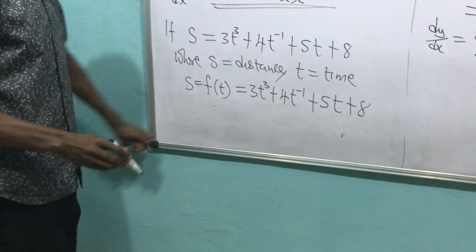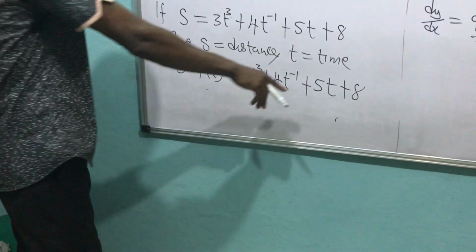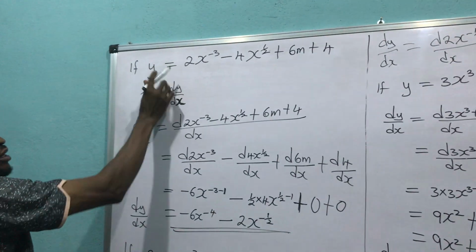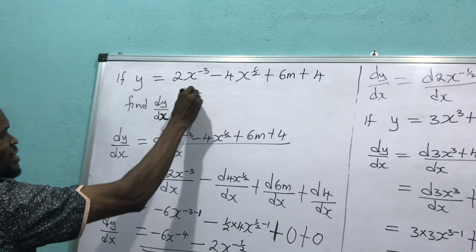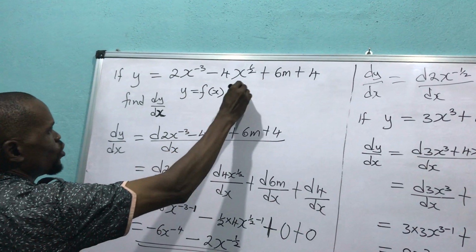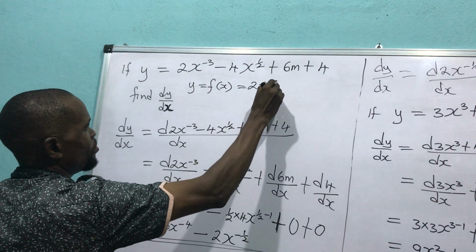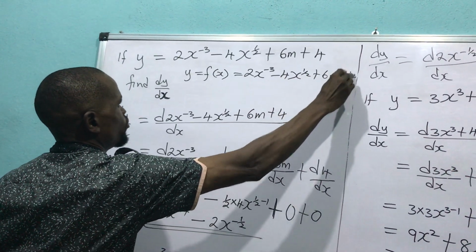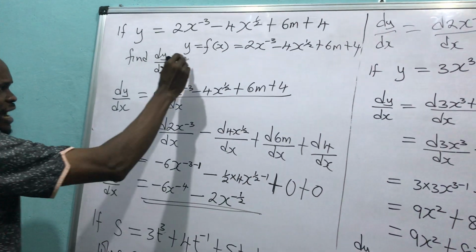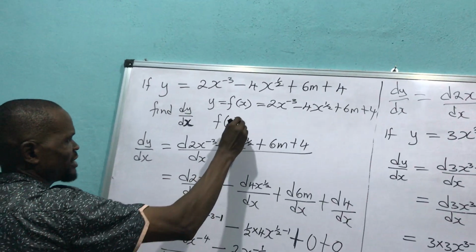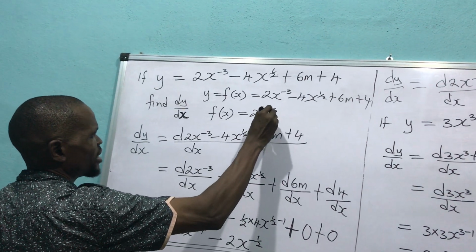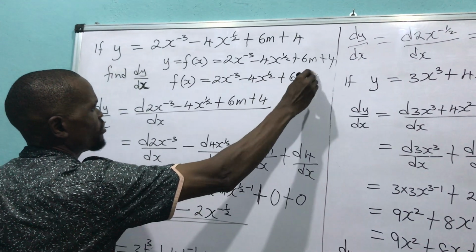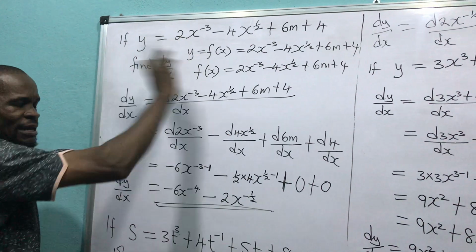You remember what I did in the first lesson? That distance is a function of t and equals this. Just like this one we did now. Look up here. We can write this as y is a function of x and is equal to 2x raised to power minus 3 minus 4x raised to power 1 over 2 plus 6m plus 4. This statement can be written like this, and also it can be written like f of x. f of x is equal to 2x raised to the power minus 3 minus 4x raised to the power 1 over 2 plus 6m plus 4.